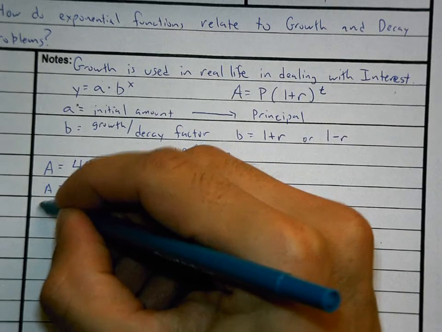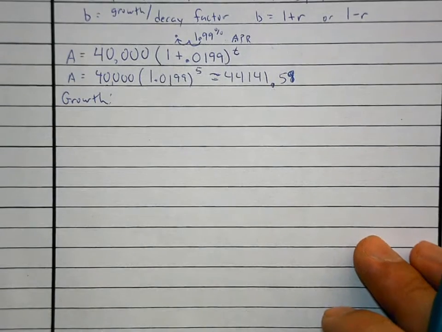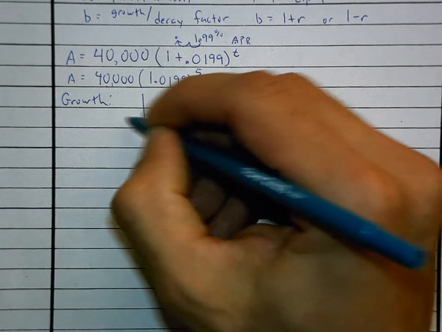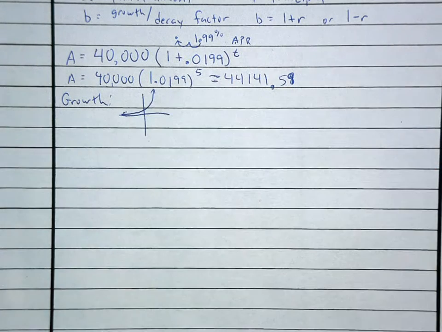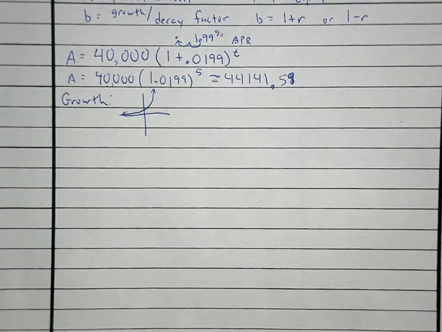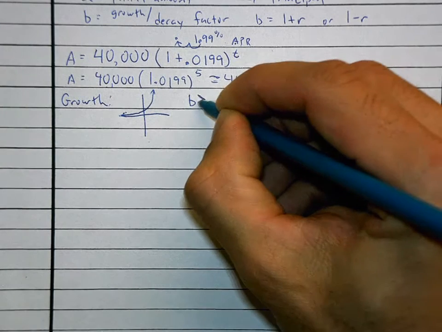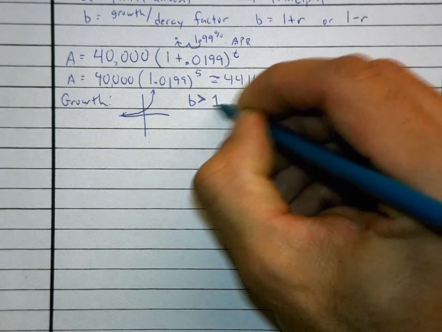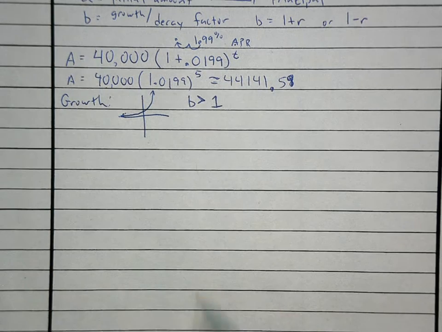So let's write down the next thing, growth. Let's get into our actual work. Growth. Something has growth when it gets bigger. Exponential growth looks like that. What happens with that is B is always greater than 1. If B is greater than 1, you are going to have a growth factor and the function will get bigger and bigger and bigger.